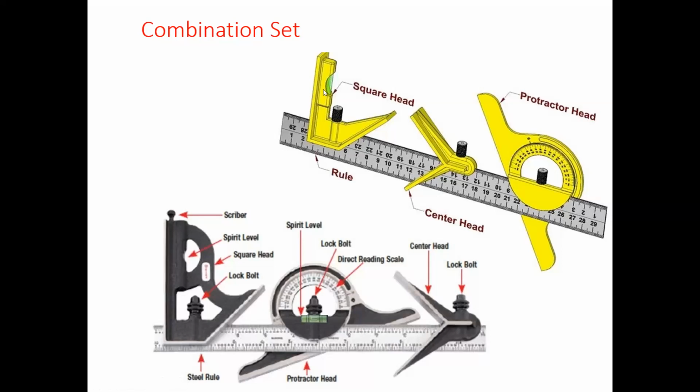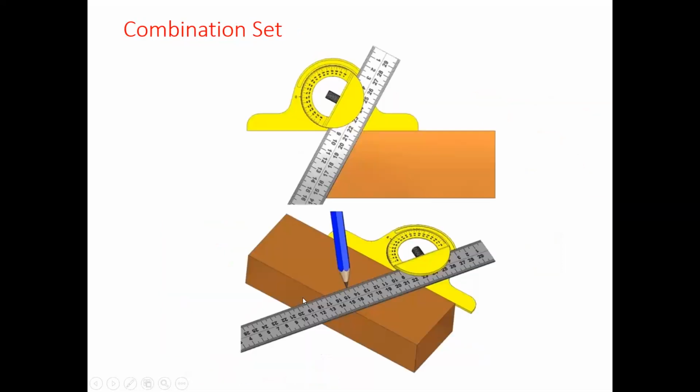Okay. The center head is also there. That is used for drawing the central lines, identifying or marking the central lines. The protractor again is used for measuring angles, or setting or drawing angles. If you observe here, in this case you are going to measure the angle, and in this case you are going to set the angle or draw an angular line on this workpiece.